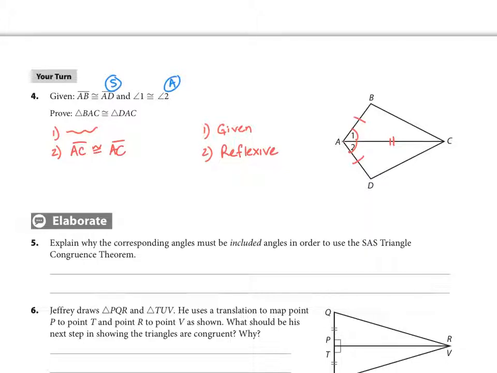Angle 1 is included in between the two sides AB and AC, and also it's included in between AC and AD, right? They all have that common point of point A. So since the angles are included in between the sides, we know that by, oops, I was about to write ASA. It's by SAS, the two triangles must be congruent. Right, and there you have it.